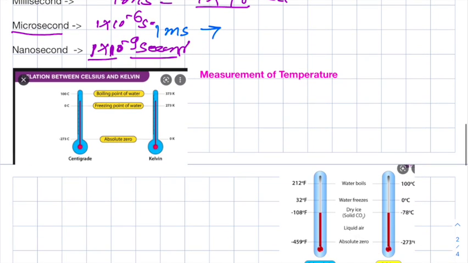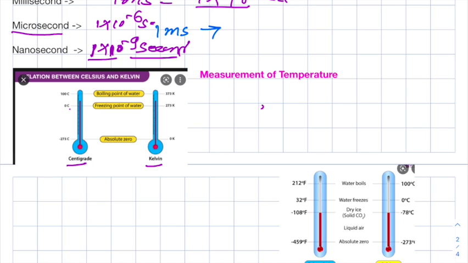And the measurement of temperature. We express the temperature in centigrade, Kelvin, and Fahrenheit. Water freezes at 0 degrees centigrade and 273 Kelvin. Water boils at 100 degrees centigrade and 373 Kelvin. So the relation between Kelvin and centigrade: the difference between boiling and freezing is 100 in both.